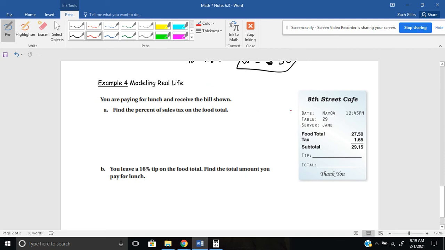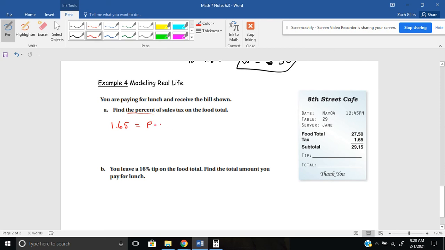You are paying for lunch and receive this bill. So here's your food total, here's your tax, and then here's your subtotal. So your subtotal is your tax plus your total. Find the percent of sales tax on the food total. Okay, so again, we're looking to find the percent. So we know our part, we know our whole. Our whole is going to be our total. Our part would be the tax. So part 165 equals our percent, which we're looking for, times our whole.